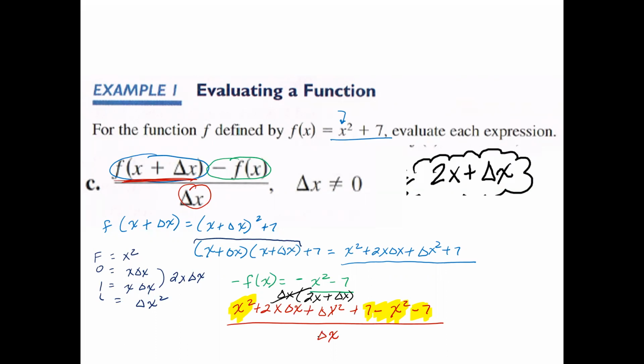I can now cancel the delta x with the numerator and the denominator. And all of this, my answer is going to be 2x plus delta x. Look how sexy and tiny that number is. You did all of this work to get to this perfect little number.